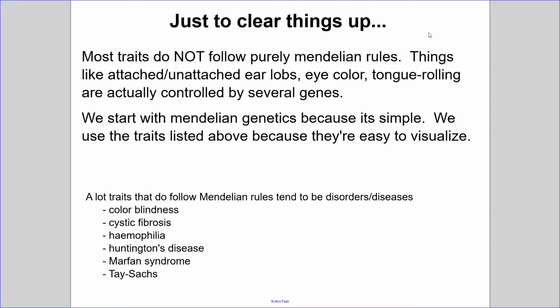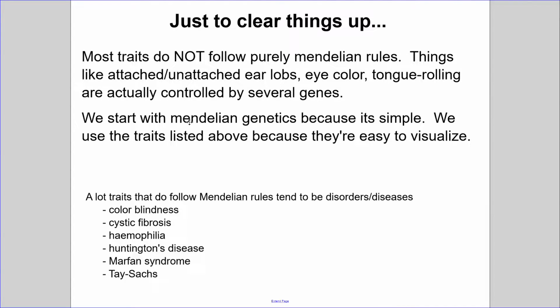So just to clear things up, and to remove some misconceptions: most traits do not follow those Mendelian rules that we've been working with. Most traits are not dominant and recessive. Things like unattached and attached earlobes, your eye color, your ability to roll your tongue, these are actually controlled by several genes, not just one allele pair.